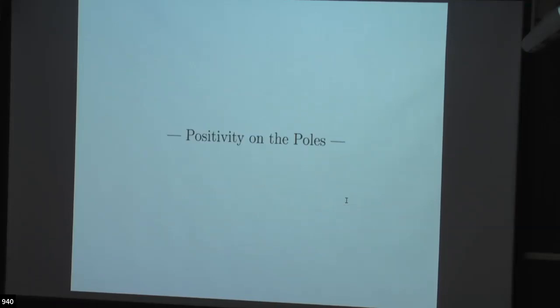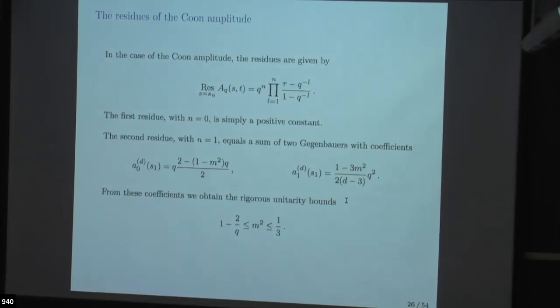With that done, now let's look at the poles. This is just going to be a quick review of what was already shown in the literature. It's a very simple exercise to find the residues, and the first residue, just like Veneziano, is just a constant. It gives us nothing. Well, it's positive, so you could say we pick the overall normalization such that it's positive. And then the first non-trivial residue, we have two Gegenbauers, and these are the coefficients, and so from them we get a lower and an upper bound on m squared.